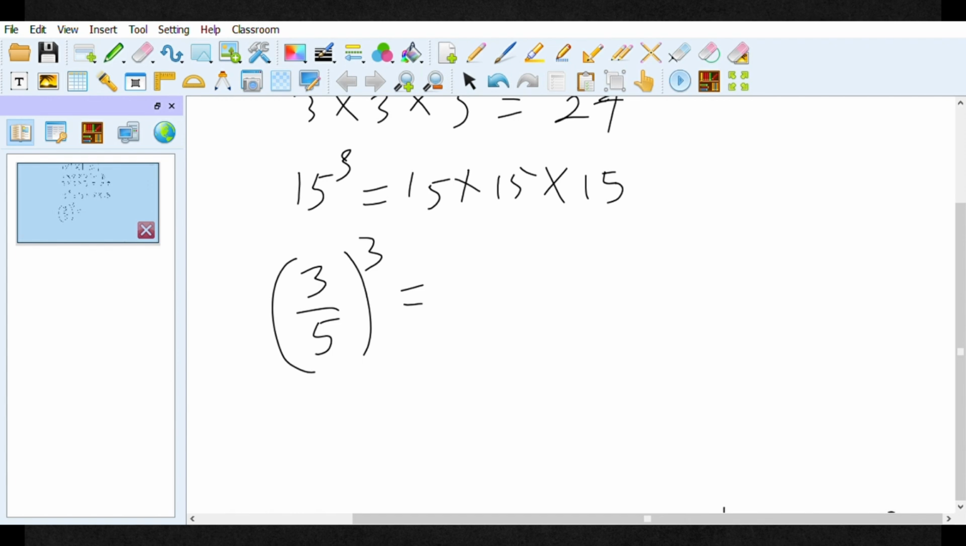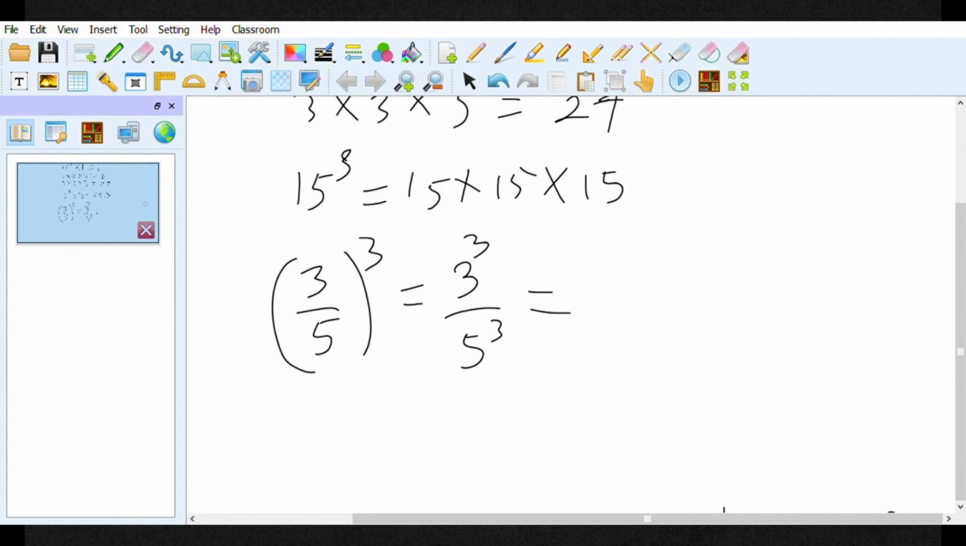You can see the bracket. Both 3 and 5 are cubed. So if you have an equation where the fraction is enclosed in a bracket, and then there is a square or a cube, that value, whether it's a square or cube, will affect both the numerator and denominator. So what this value means is 3 cube and 5 cube. So the cube affects both the 3 and the 5.